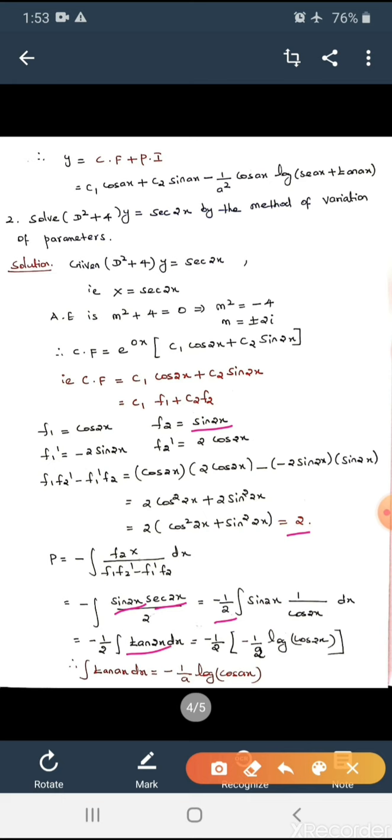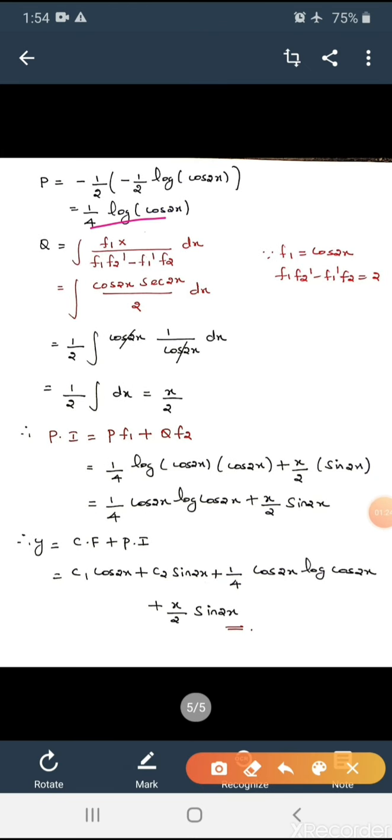Now we want to integrate this tan 2x. So we know the formula: integral tan ax dx is minus 1 by a log of cos ax. So here you can see in the place of a you are having 2. So you apply in the formula. So we get minus 1 by 2 into minus 1 by a, so it is minus 1 by 2 log of cos ax. So here log of cos 2x. So integration is over. Now we can write this: minus into minus will be plus, 1 by 2 into 1 by 2 is 1 by 4. So we get 1 by 4 log cos 2x.